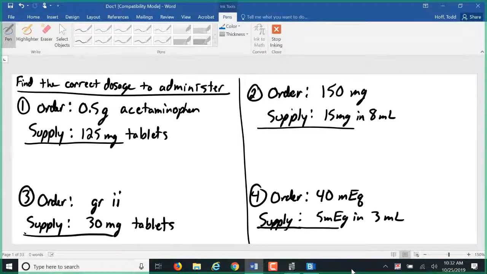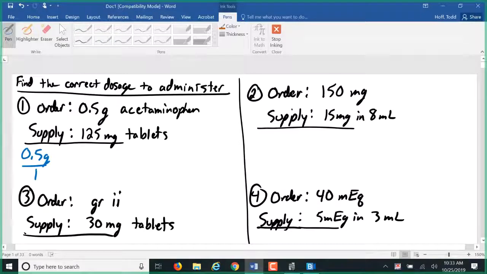So for number one here, we have an order of 0.5 grams of acetaminophen and a supply of 125 milligram tablets. So the first issue we see here is that our order is in grams, the supply is in milligrams. So first thing we're going to do is go from grams to milligrams. And one equivalency that we should have down right now is that 1 gram is 1,000 milligrams. It's easy to remember the 1,000.